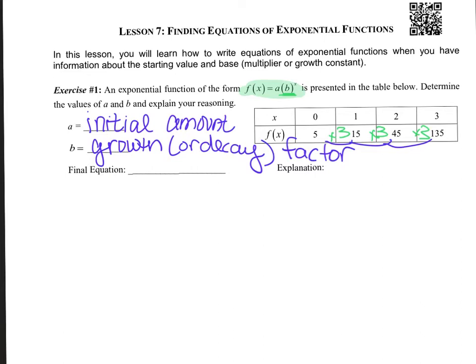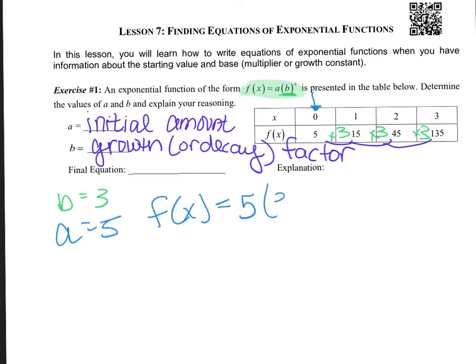So in this particular case, my b is 3. I'm multiplying by 3. I'm growing by a growth factor of 3. And then my initial amount, well, that would be right here. It's my y-intercept when my x is 0. So my initial amount is 5. So how do I write the equation? f of x equals 5 times 3 to the power of x.